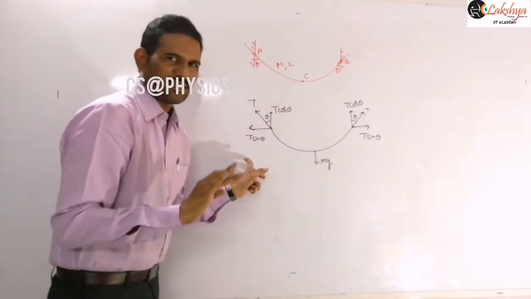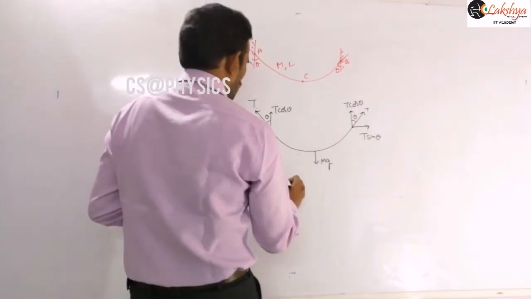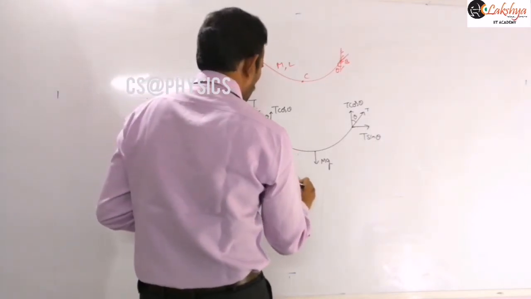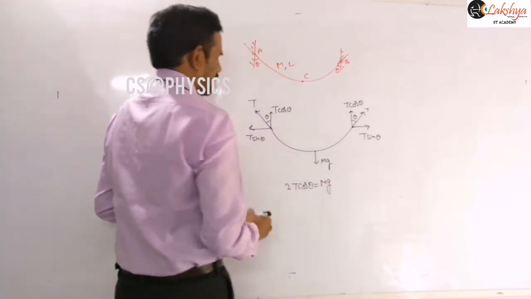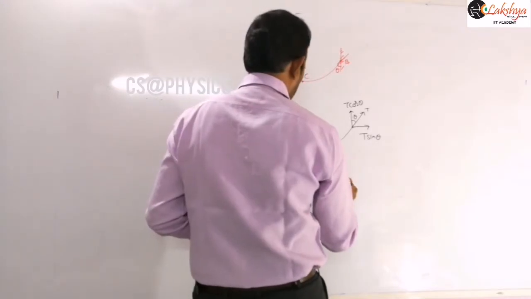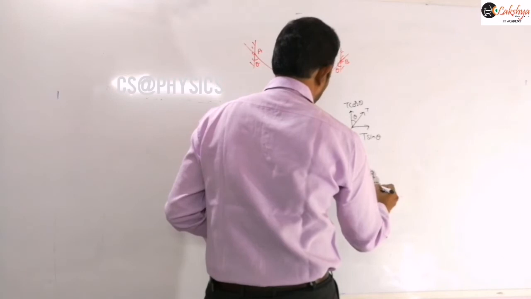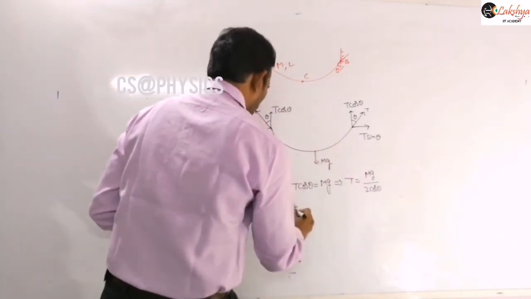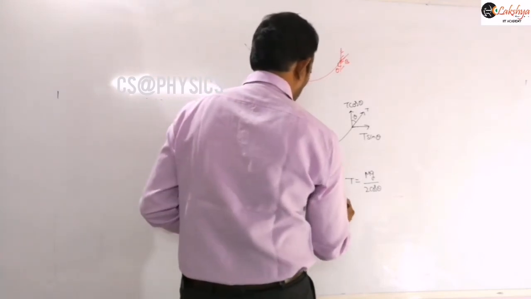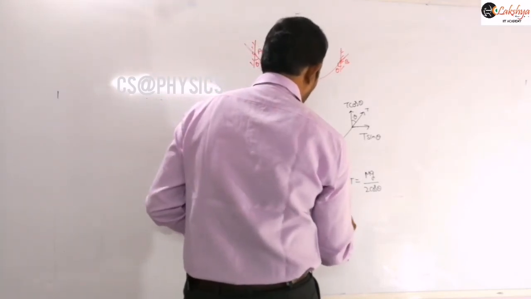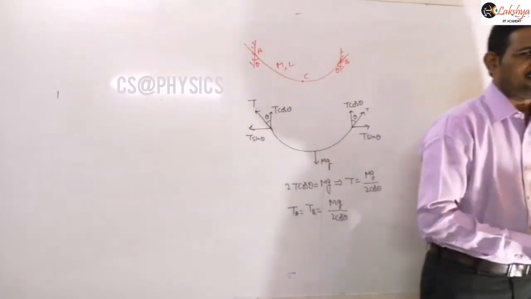So in the horizontal direction it is already in equilibrium. Now let us write in the vertical direction. In the vertical direction, 2T cos theta is equal to mg. Therefore, this is the tension at either A or B. That value will be the same, and it is equal to mg by 2 cos theta. So that is the tension at points A and B.